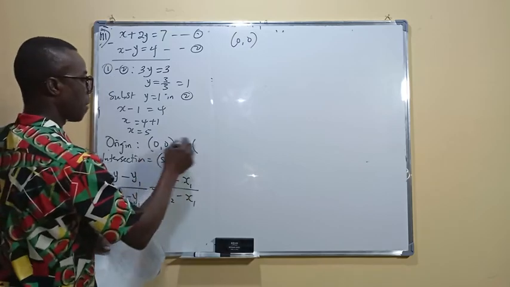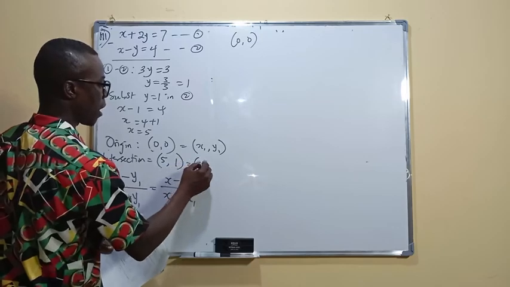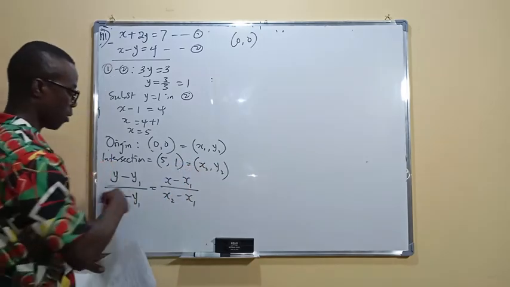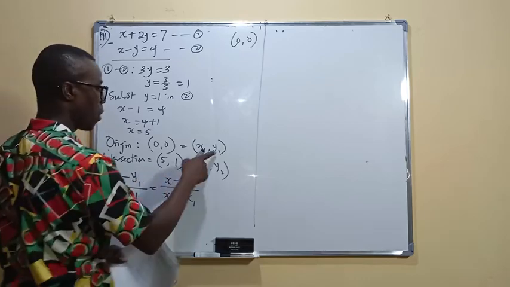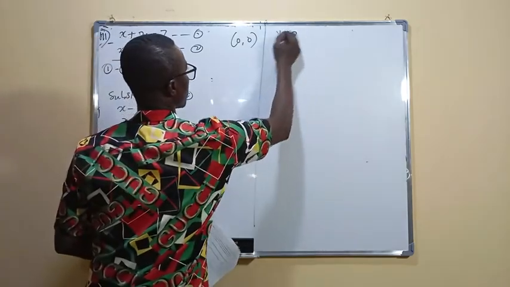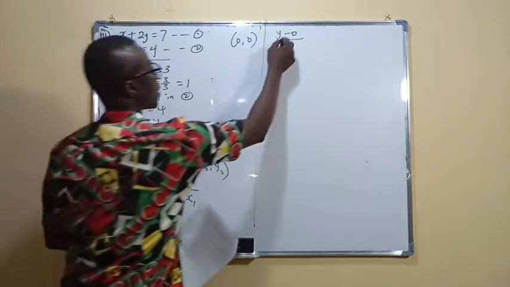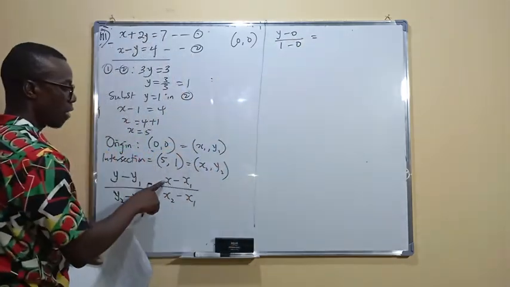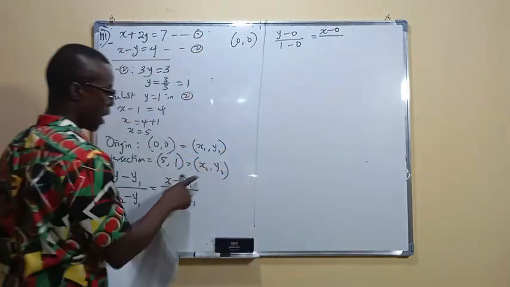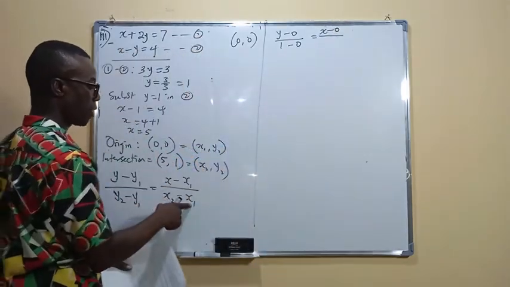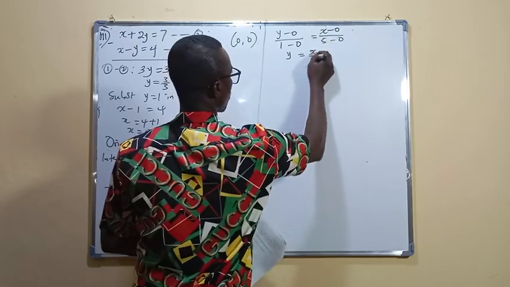So of course this is our x1, y1, and then this is our x2, y2. So that's what I'm going to fix in here. I have y minus y1, and my y1 is 0. So y minus 0 over y2 minus y1. y2 is 1, so 1 minus 0, equal to x minus x1, x1 is 0, that's x minus 0 over x2, which is 5, minus x1, which is 0, 5 minus 0. And that's y equal to x over 5.